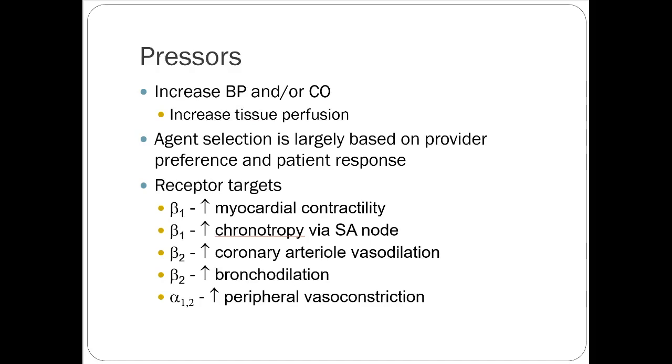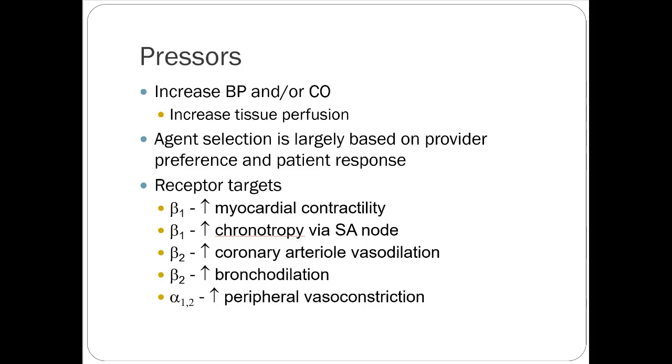Our pressors are a group of drugs that we talked about briefly last fall, but they increase blood pressure or cardiac output, and that gives you increased tissue perfusion. Lots of times, especially in the acutely ill patient, somebody going to your ICU, they're probably not going to respond just to fluids. You're probably going to have pressors on. You might not need the pressors for that long of a period of time, but you probably will need pressors in the short term. Agent selection is largely based on provider preference and patient response.